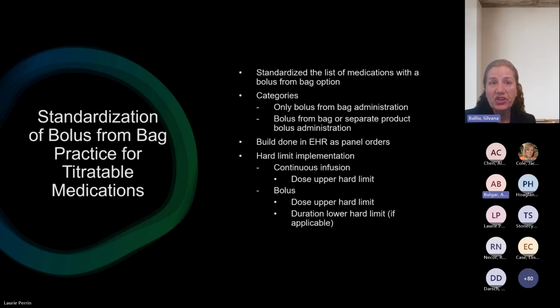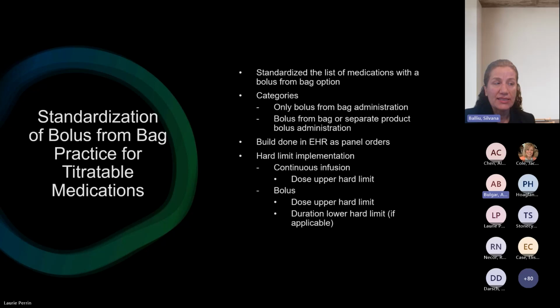which was a questionable practice initially, just because of the way it was done. The rate of the continuous infusion was titrated up, and it involved manual calculation and estimation of the dose, the time, and the stop time as well. Then with the introduction of the bolus option on the smart pumps and the implementation of appropriate guardrails, bolus from bag has evolved into a safe and efficient administration practice.